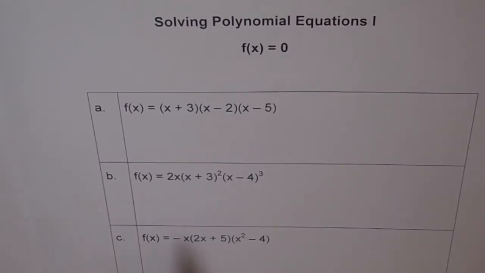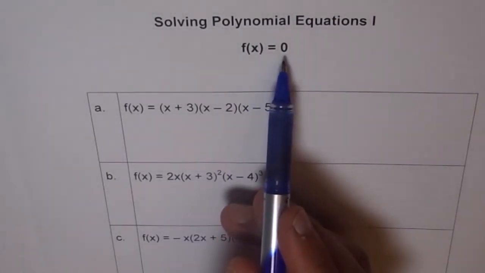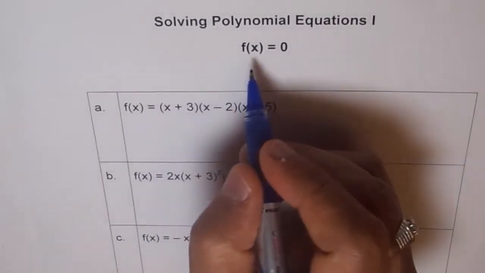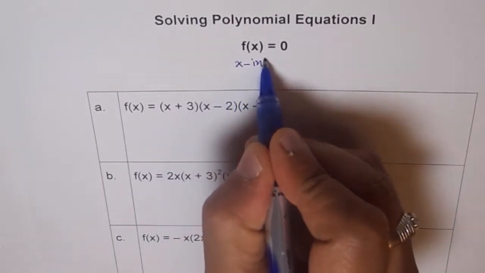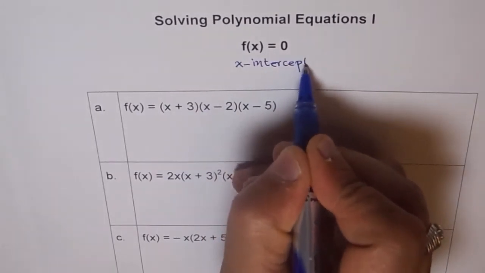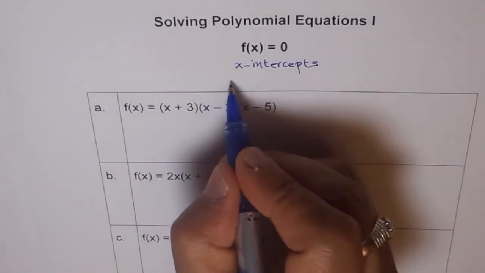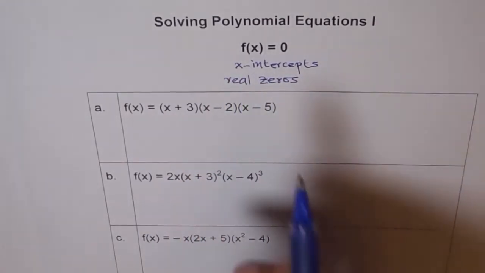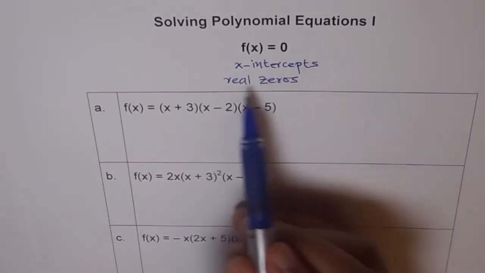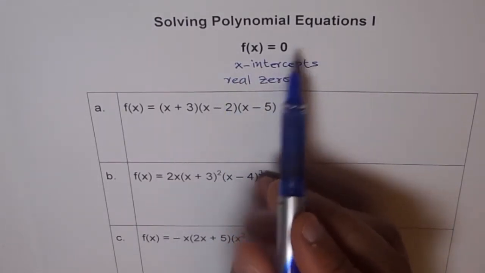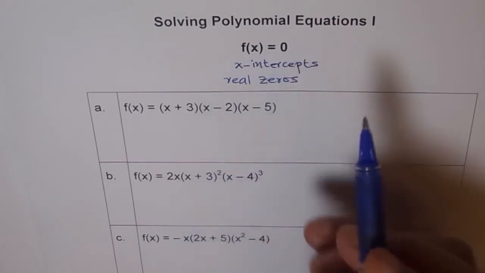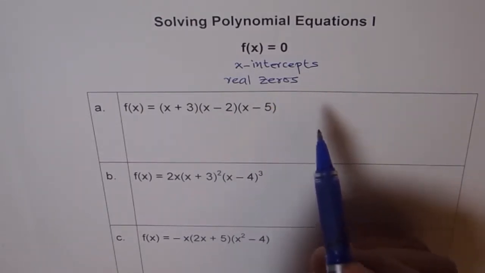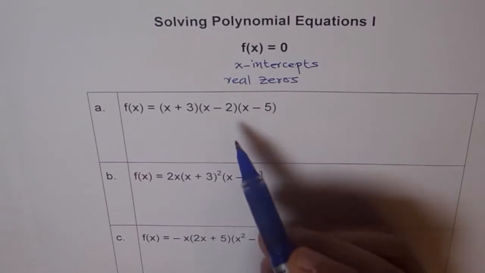Now here, what I'm trying to solve for is f of x equals 0. Or I could also say solve for x-intercepts, so points where you have x-intercepts. I could also say solve for real zeros. So if the problem is to solve for x-intercepts or solve for real zeros or solve for function equals 0, then we follow this method. Okay, now that's how it is, and I've assumed that we are given problems in factored form, like here.